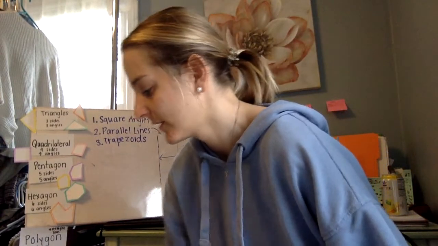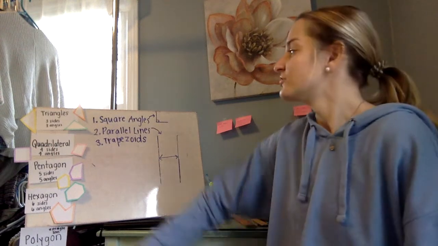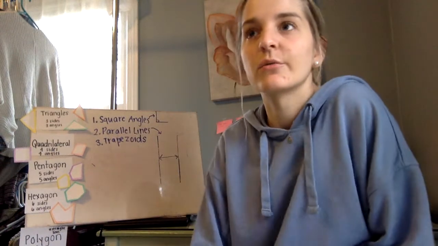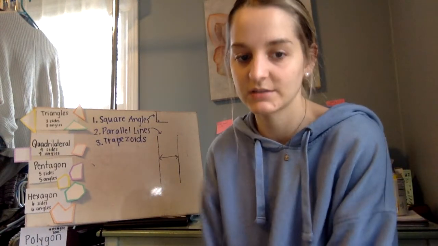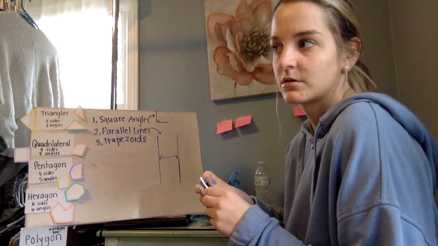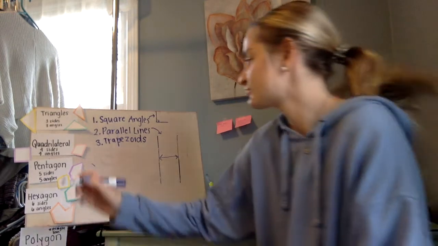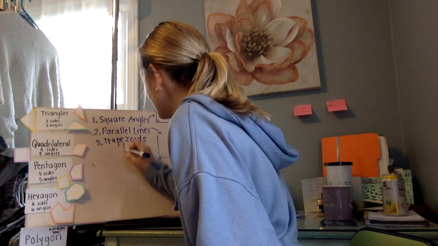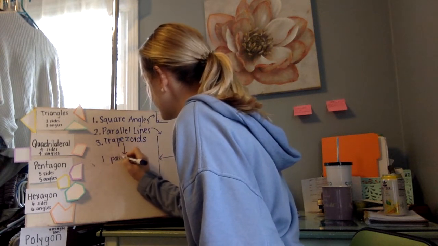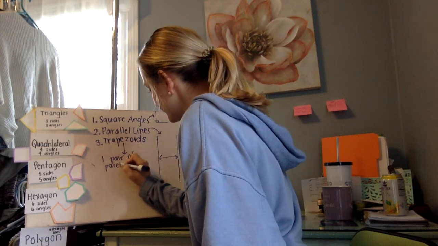The trapezoid, just like our animals have characteristics, just like triangles, quadrilaterals, pentagons, and hexagons have characteristics, we also have shapes that have characteristics. So the one characteristic of a trapezoid is that it has one pair of parallel lines.